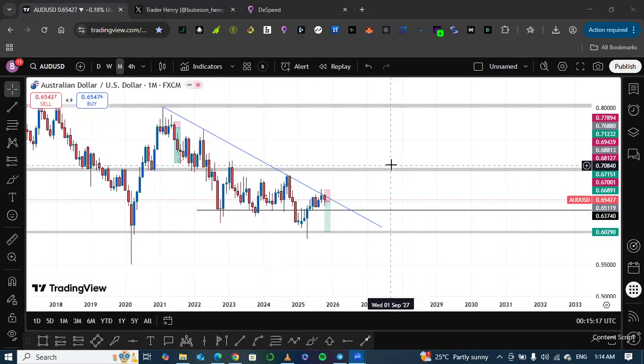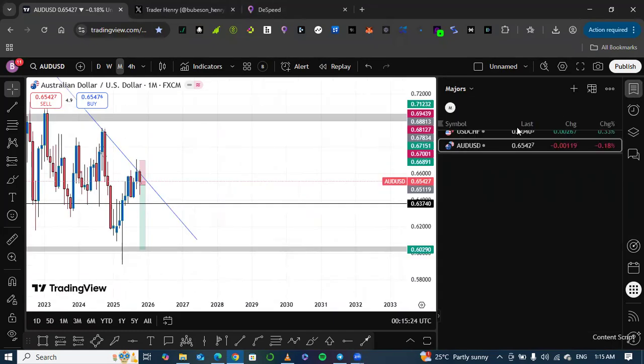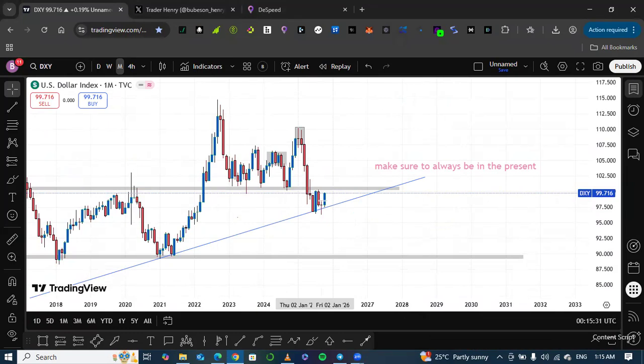I'm spotting a lot of moves on DSY. I'm seeing an interesting setup building up on DSY. I've already taken my positions. I'm already in position. I'm already on some trades due to what I'm seeing on DSY.